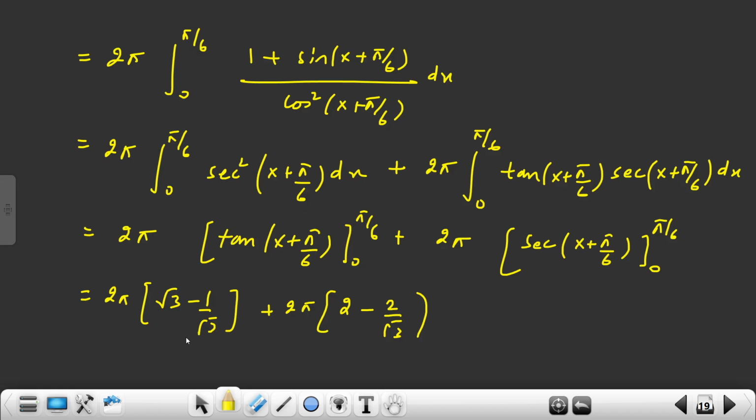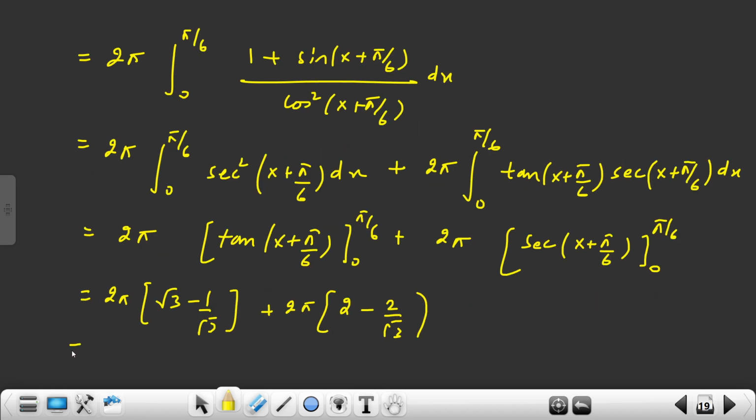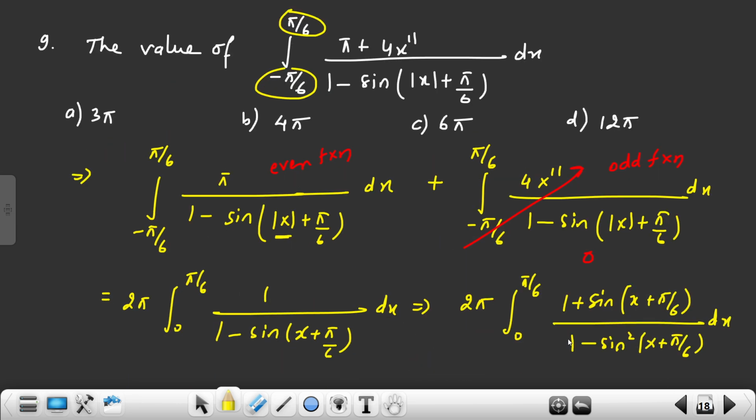So now what are the options we have? Okay, 2 pi is there, so we have what value? 3 minus 1, 2 by root 3, and 4 pi minus 4 pi by root 3. So this value cancels with this value, but only 4 pi remains. So our answer is 4 pi, B option. Clear?